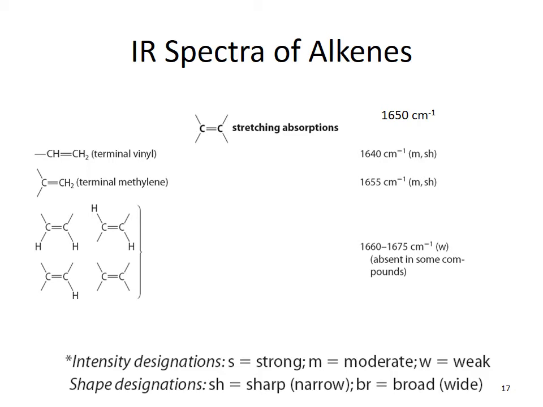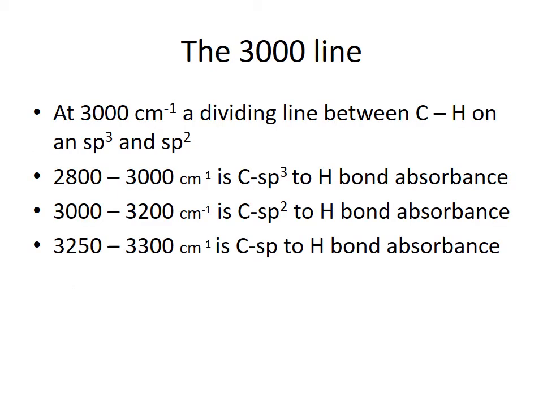1650 is what you want to remember for the carbon double bond. It's kind of an intermediate range for the carbon-carbon double bonds. At the 3000 line, you need to remember this as an important dividing point, just as 1680 is an important dividing point between the carbon-carbon double bonds and the carbonyl. At 3000, you divide between carbon that is sp3 to hydrogen on the low side of this, and carbon that is sp2 to hydrogen on the higher side of it.